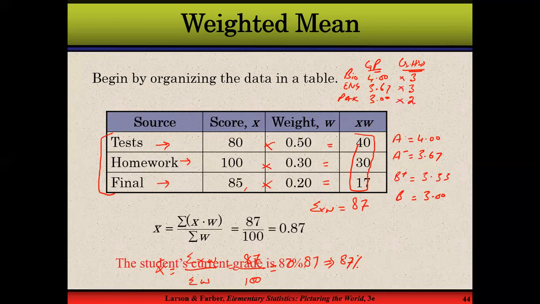You multiply them with each other, you find out the products, A, B, and C, you add them up, right? And after adding them up, you divide by the total number of credit hours. How many credit hours are there? 8. So when you divide this sum of products by the total number of credit hours, you get your GPA, grade point average. This is how you calculate the grade point average, which is also a type of weighted mean. All right.